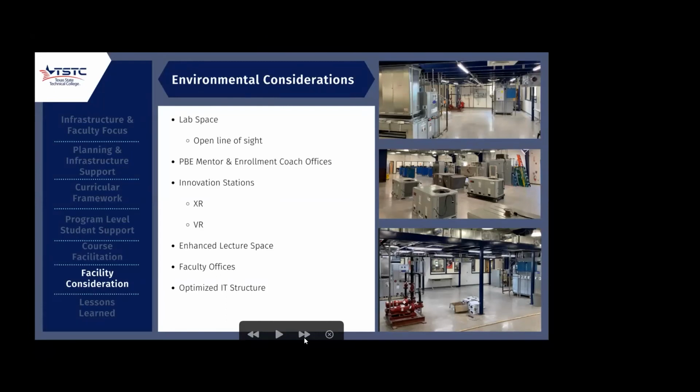Environmental considerations. If you notice down here across the right-hand side of the screen, these are actually pictures of our HVAC facility off of our Harlingen campus. This is all of their lab equipment, and then there are some particular items of interest, which is why I have it here. This is their lab space in an open line of sight. As you can see, it looks very clean. It's not just because they cleaned the lab up so we could take these pictures. It's because it is like this all the time.